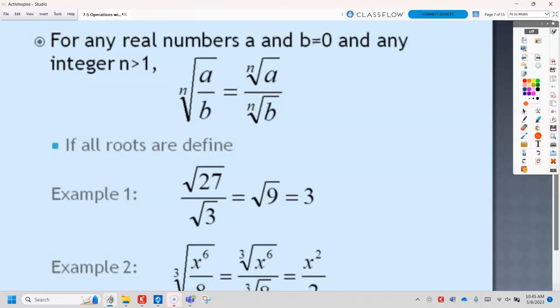So if you have the square root of 27 divided by the square root of 3, what we can do is think of that really as the square root of 27 divided by 3. We know 27 divided by 3 is 9. So the square root of 9 is equal to 3.